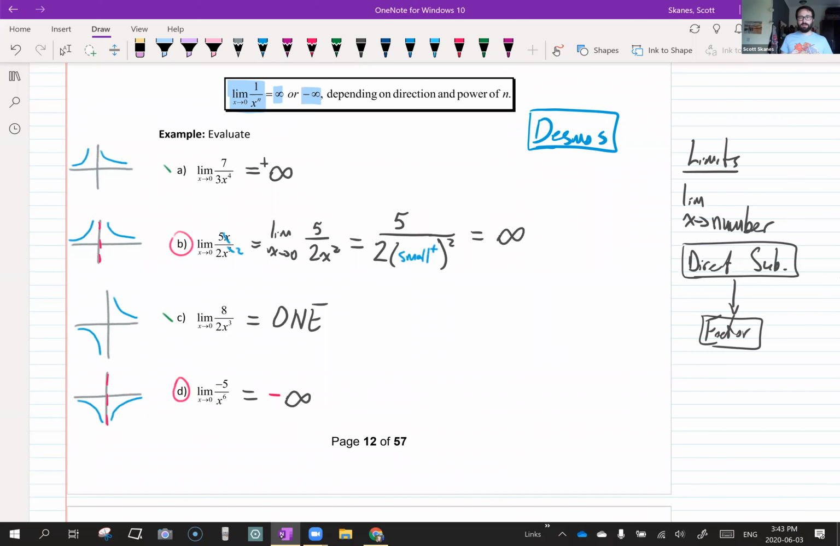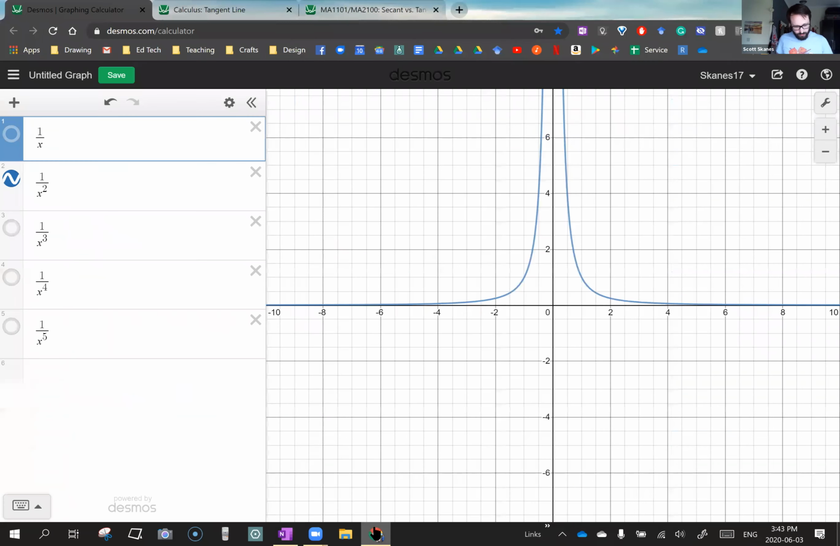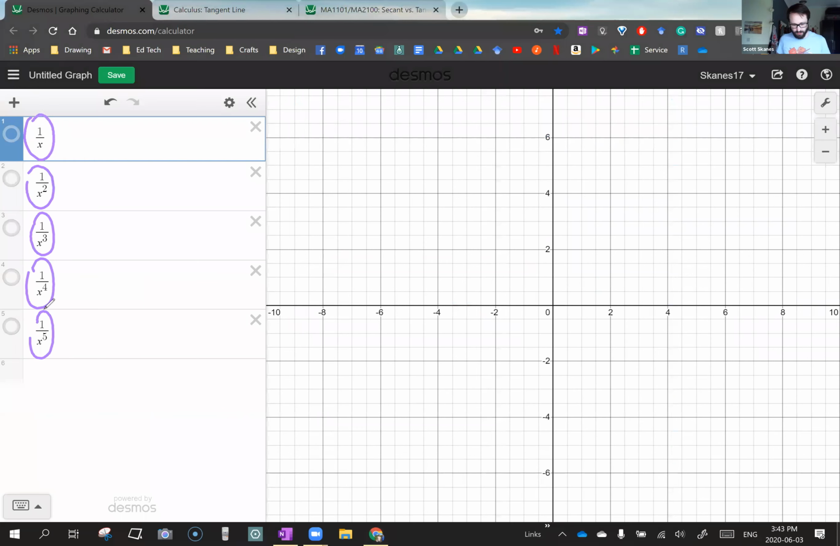You might notice there is a pattern here. Maybe you noticed it, maybe you didn't, but I'm going to show you something. Let me show you on Desmos. I want you to take care to look at what the answers are here. Or sorry, what the functions are.